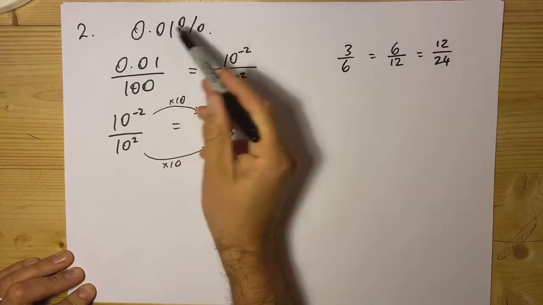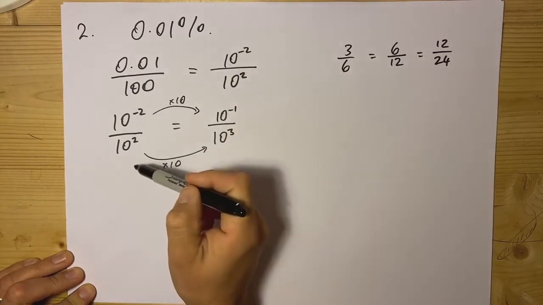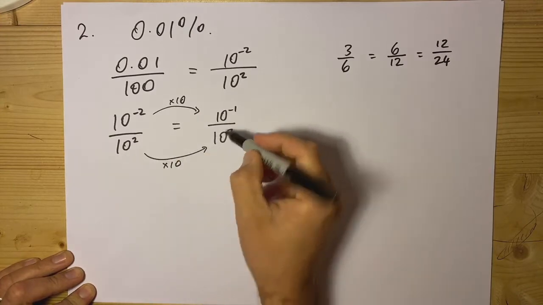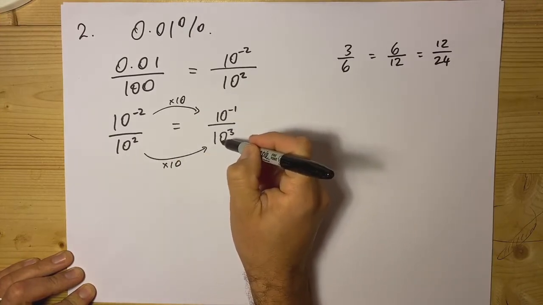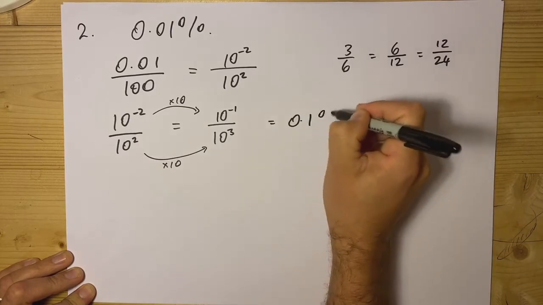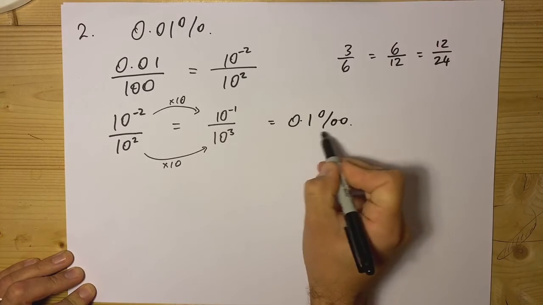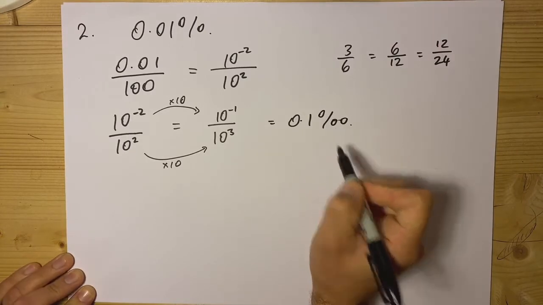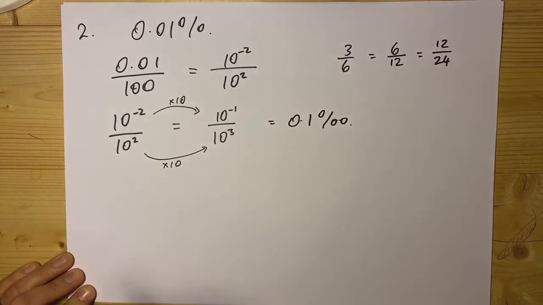So 0.01%, written like that. If we convert that into parts per 1,000, it's 10 to the minus 1 parts per 1,000. So another way of writing that would be 0.1 parts per 1,000. Remember, parts per 1,000 is like the percent sign except with 2 zeros down here. Okay, we'll just do one more from here.